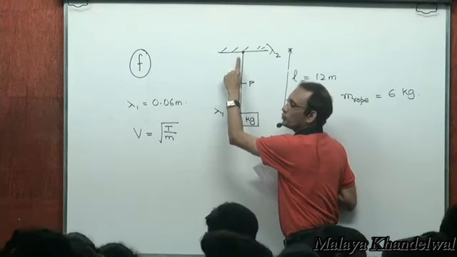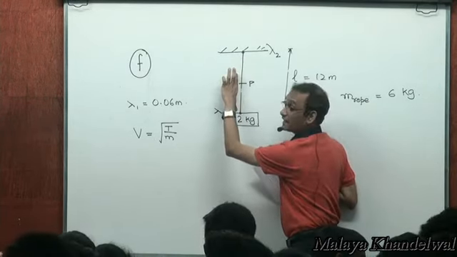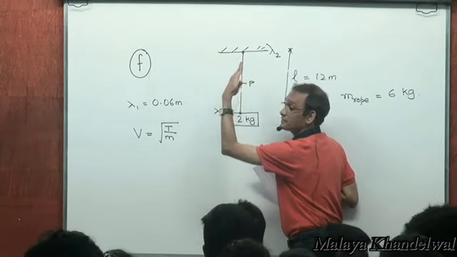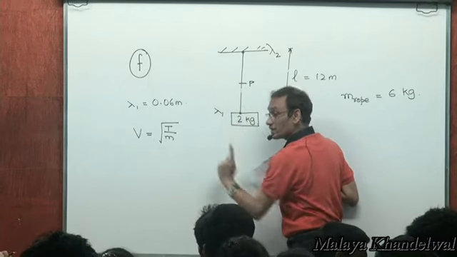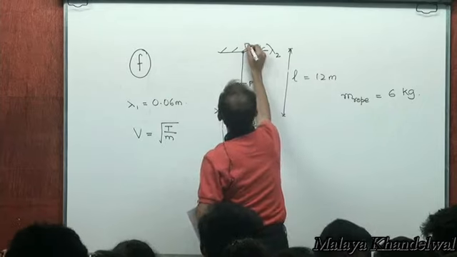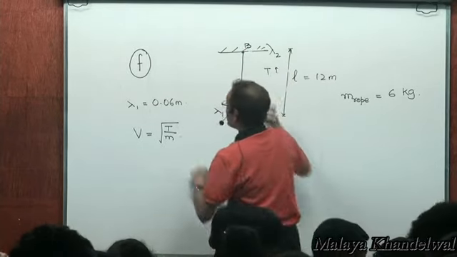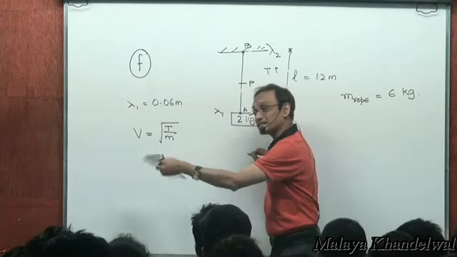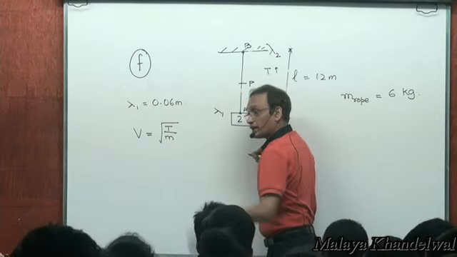As you keep moving up the rope, it will support a greater and greater mass of the rope. Therefore, the tension at those points will increase. So if the tension increases as you keep moving from, let's say, point A to point B, what happens to the velocity of the transverse pulse? It increases. V is proportional to root T.